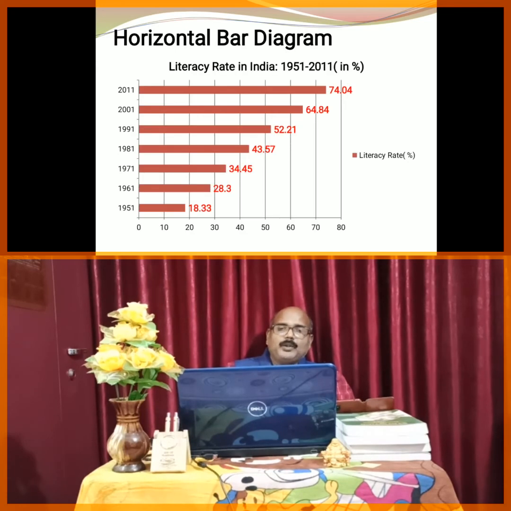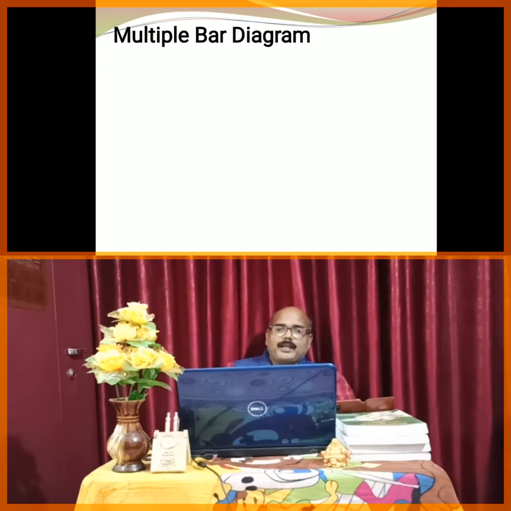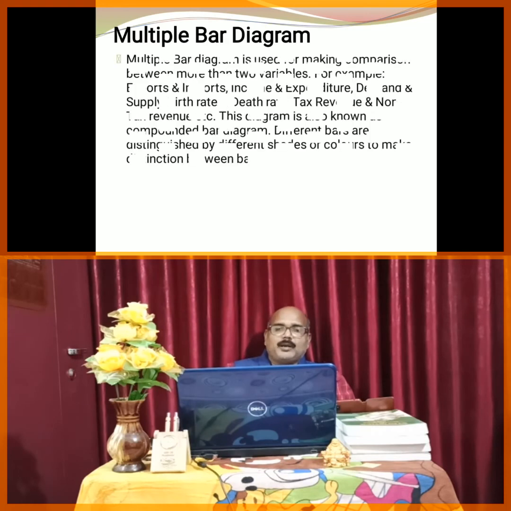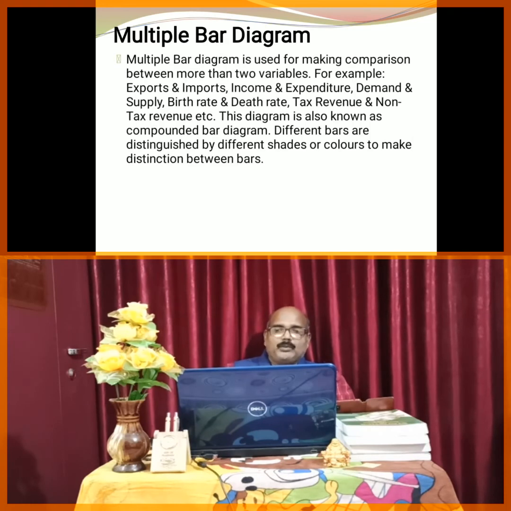Then come to multiple bar diagram. Multiple bar diagram means when more than two sets of data or more than two variables are taken into account, like demand and supply, birth rate, death rate, import and export. In that case, the tax revenue and non-tax revenue, we have to take more than a single bar.